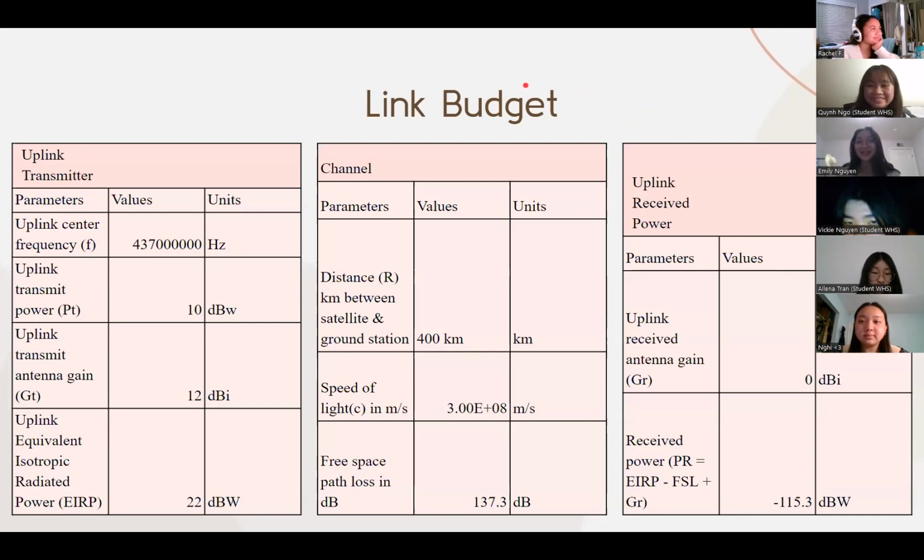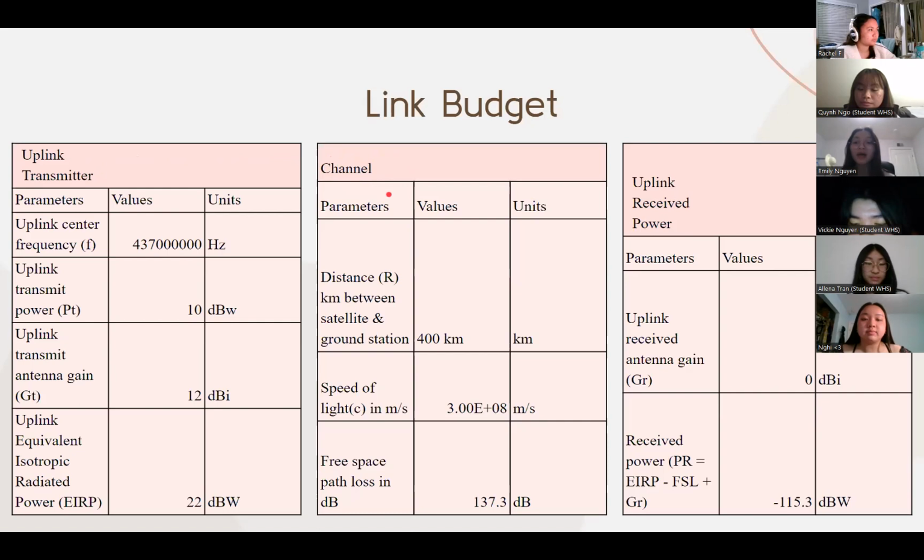So next is the link budget. There's a lot of data, so to summarize, the uplink transmitter sends data signals from the ground station to the CubeSat in space. So first we found the uplink equivalent isotropic radiated power, or the EIRP, to estimate the output power. And next is the channel. The channel is where signals flow between the ground station and the CubeSat. It's to find how much strength the signal lost while traveling to the CubeSat. We calculated the free space path loss.